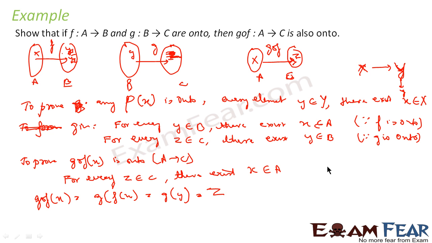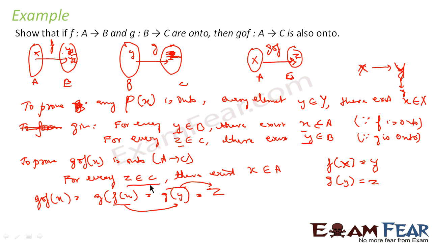Since f is onto, I could have written f of x equal to y. See, f of x is equal to y, I can write y, because for every y there is an x. So I can write f of x equal to y. Also I can write g of y is equal to z. Why? Because for every z there is a y, because g is onto. That's why f(x) I wrote as y, and the whole g of y I wrote as z. So I got g of f(x) is z. That means for every z there is an x, and that is what we were supposed to prove.